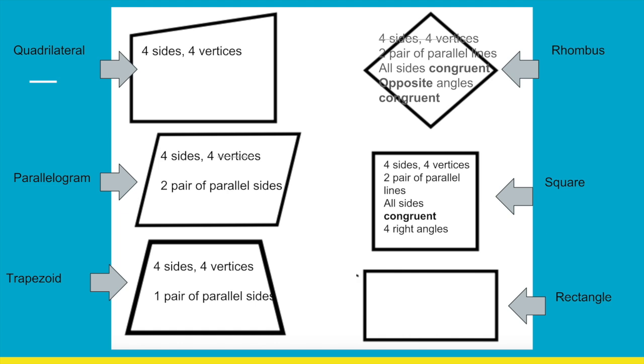Let's look at our last shape on this page. What is it? It's a rectangle. What attributes does a rectangle have? What makes a rectangle a rectangle? A rectangle has 4 sides, 4 vertices, so we know it's a quadrilateral. It has 2 pair of parallel lines, so we know it's a parallelogram. Opposite sides are congruent. And 4 right angles, which means all 4 angles are 90 degrees.